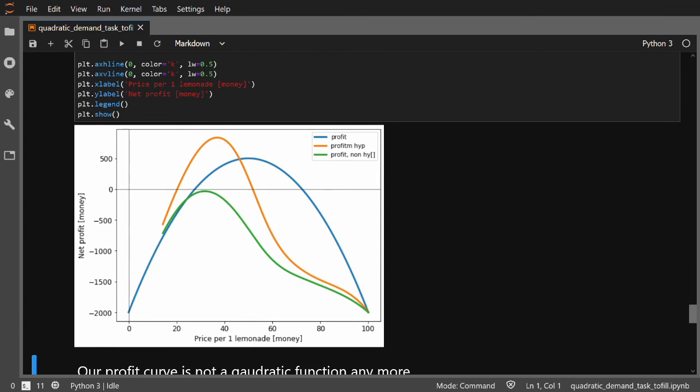As I have warned you already before, the profit curves are not the quadratic functions anymore. However, we can still find lemonade prices which lead to the maximum profit. For the orange curve, we can actually earn more money than with the original linear demand curve, and even at lower price of the lemonade. However, once people actually need to buy it, our profits drop, and unfortunately they drop below zero.